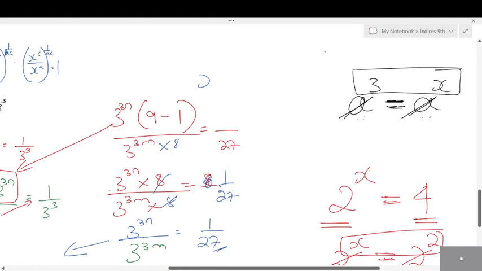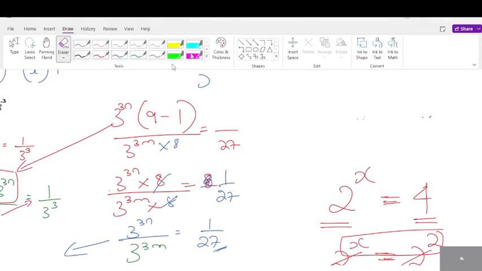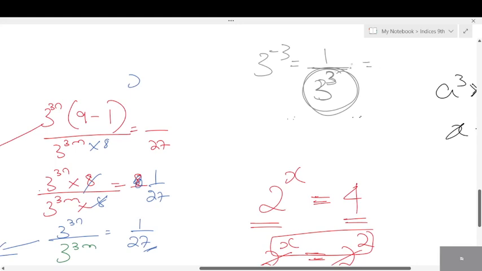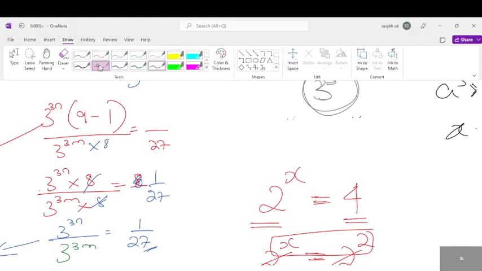Yes. Now, what's the answer for 3 to the power of minus 3? How do you make it positive? Power of 3. Okay. If I want, where is this 1 by 3 to the power of 3, student? Numerator or denominator? If I want to send it to the numerator, what happens to the power?